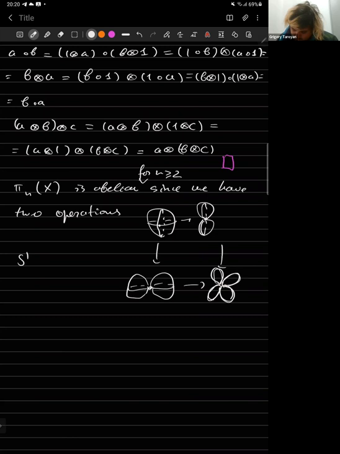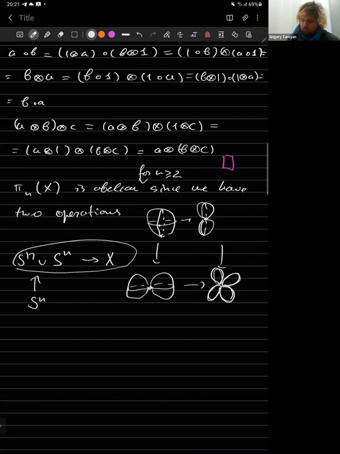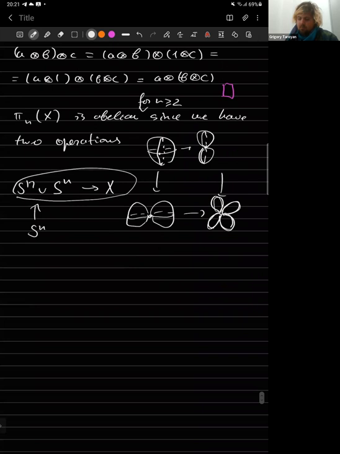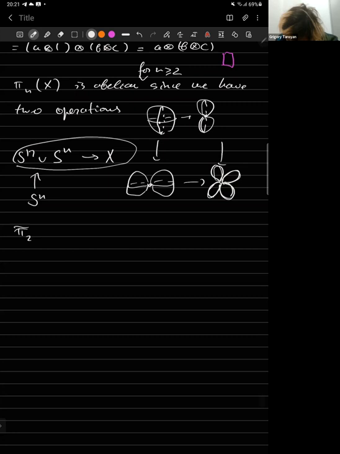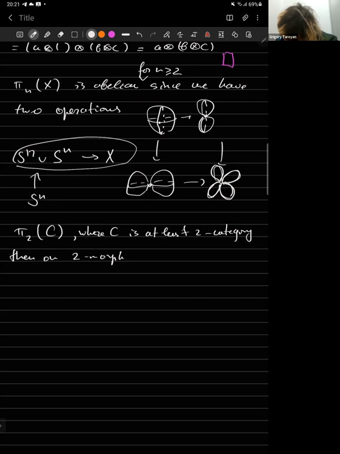So those two operations, which give us multiplication in homotopy groups, in fact coincide. So this map gives us multiplication in homotopy groups. The fact that we have such contraction, and so we have at least two operations on homotopy groups, and therefore higher homotopy groups are abelian. And the same works in category theory because actually if we consider, for example, P2 of C, where C is at least a two-category, then on two morphisms we have a horizontal composition.